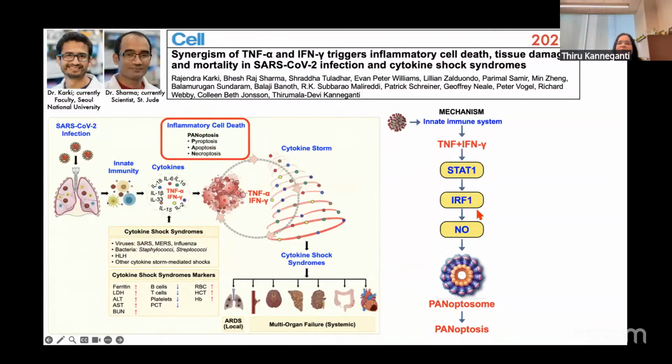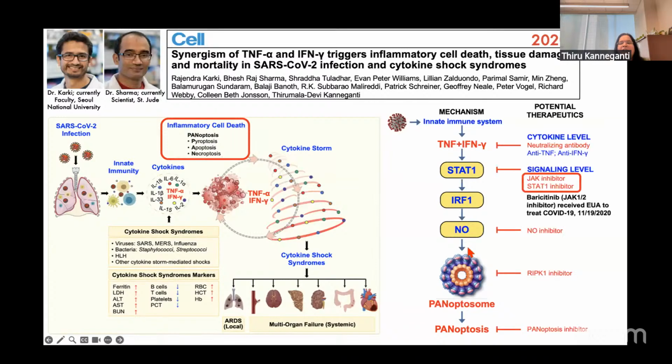So overall, we were able to show that STAT1, IRF1, and nitric oxide are upstream of this pathway in assembling the panoptosome complex and in driving panoptosis. And this is really critical to identify the pathway molecules so we could find inhibitors. In those days, actually, baricitinib, based on our study, I think received emergency approval to treat COVID. This blocks it because JAK inhibitors and STAT inhibitors are upstream of this panoptosome pathway.